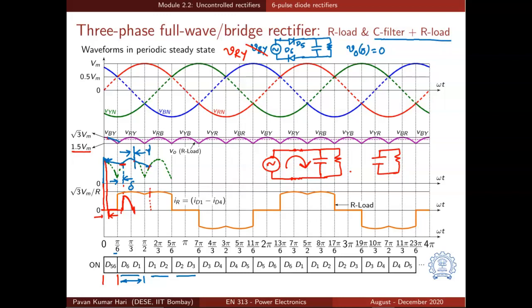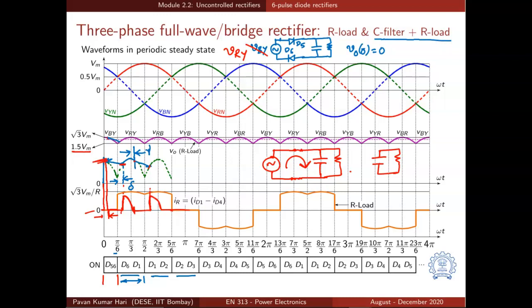And here again, D1 can continue to conduct. So the current through D1 will have a similar shape. And now the current through D1 becomes 0, and D1 cannot conduct anymore in any of the intervals. Similar things can be observed in the other phases.